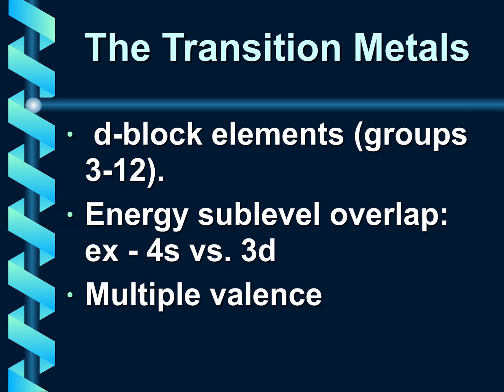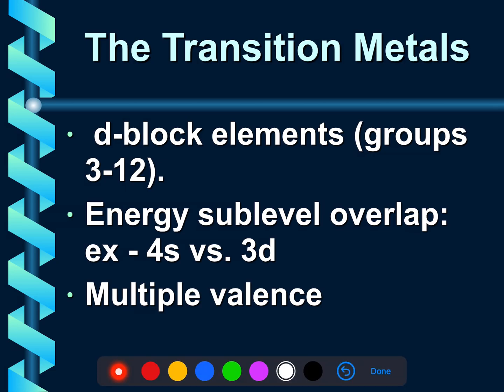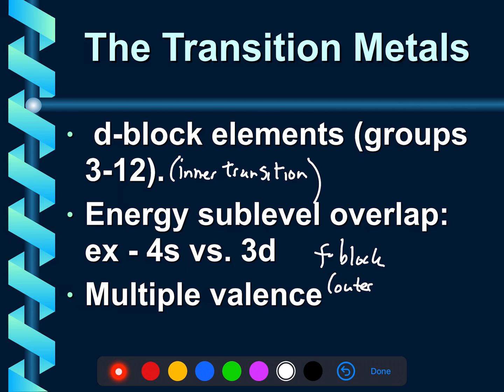Okay, welcome back. All right, chapter 6, parts of the periodic table. So they're going to talk about the transition metals. And first, what's called the inner transition, which is the D block. So again, this is called inner transition metals. And then the lanthanides and actinides are called outer transition. So the D block is inner transition. F block is considered outer transition.